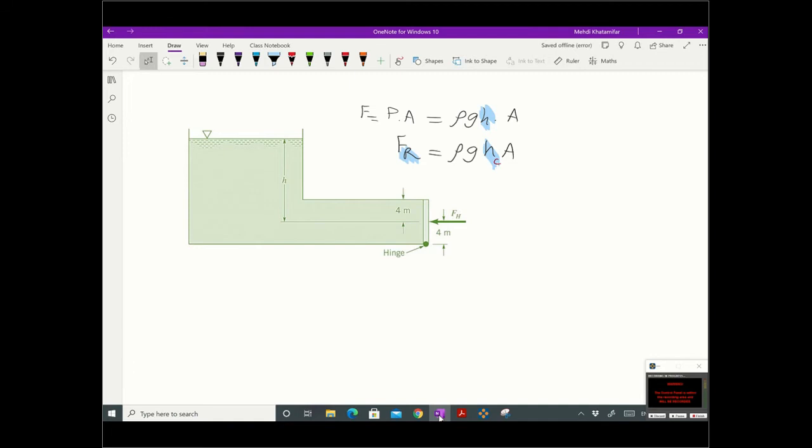Now find YR. Do you know the formula for YR? YR is equal to YC plus Ix divided by YC A. The position is going to be this much lower.